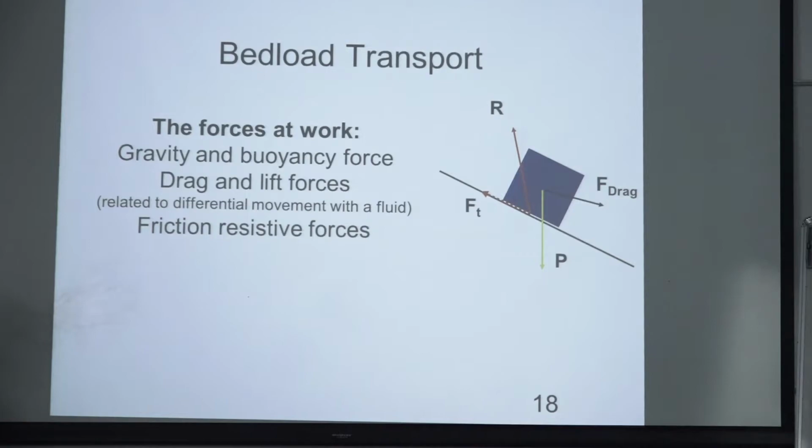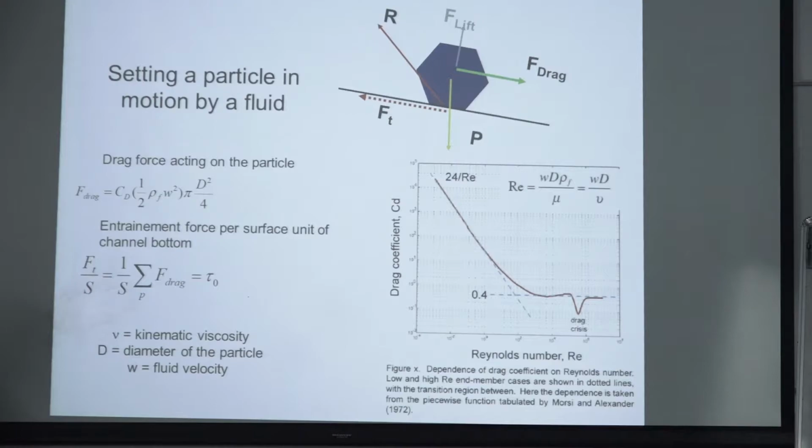If you look at the bed load transport, we have three forces: the gravity and buoyancy force, the drag and lift force, which is given by the differential motion of water and particle speed, and the resistive force of the particle on the bottom. In a low slope channel, the gravity component is small, almost null, if you have a relatively horizontal channel bed. So the main two forces will be the friction at the base, which is resisting and which favors the immobility of your pebble.